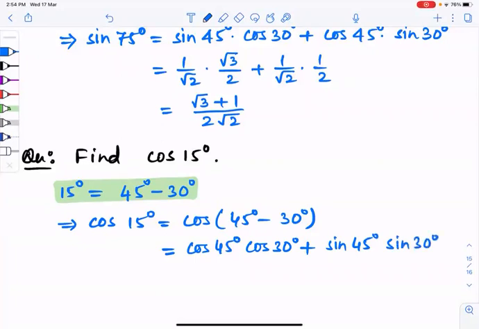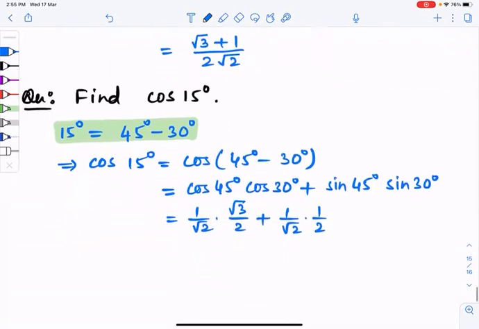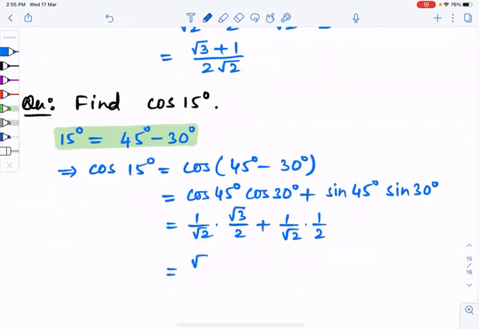Okay, you must remember all the formulas, you must note them down. Cos 45 is 1 by root 2, cos 30 is root 3 by 2, plus sin 45 is 1 by root 2, and sin 30 is 1 by 2. So we have got cos 15 equal to root 3 plus 1 by 2 root 2. You can see that both the values are same.